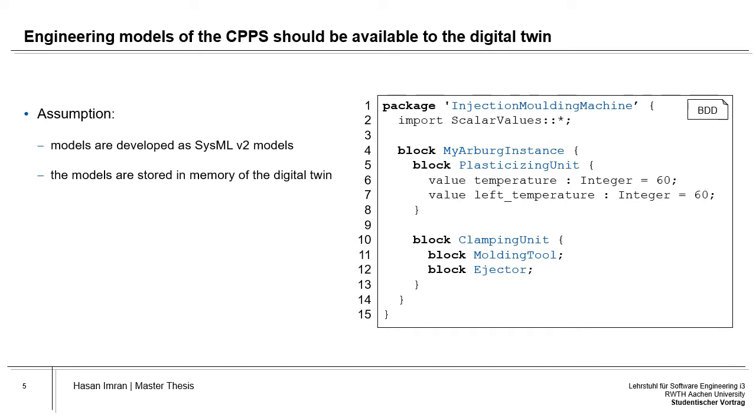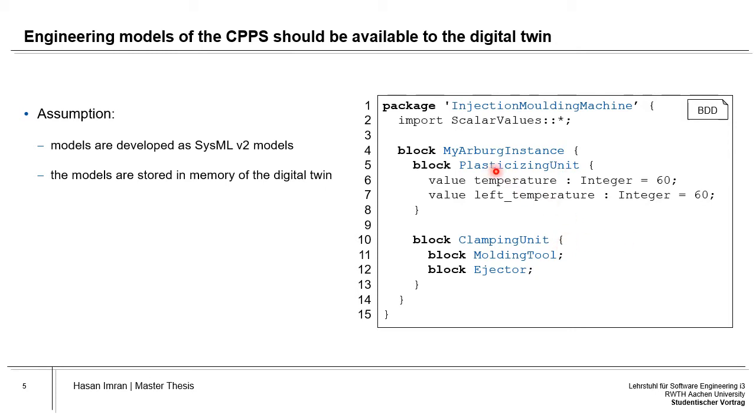So how do the engineering models of a digital twin look like? So we are considering SysML v2 models. Here you can see that this is a block definition diagram. It is an injection molding machine. It has a block called my RBUG instance, and it has two sub blocks. We can call them parts. So there are the plasticizing unit and the clamping tool.